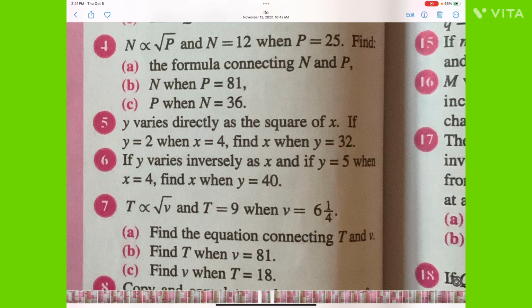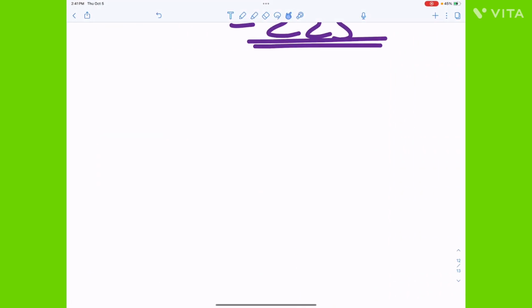Let's go to question 5 now. Y varies directly as the square of x. Let me write that down first then.